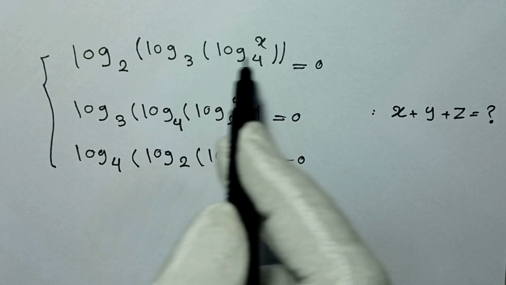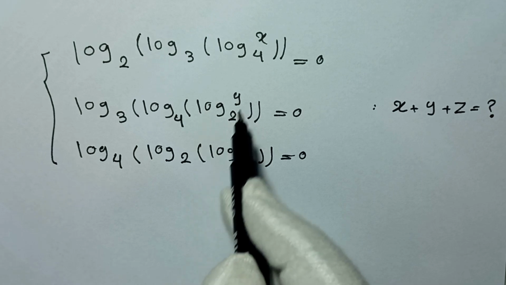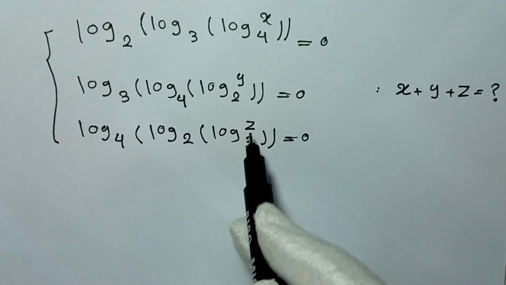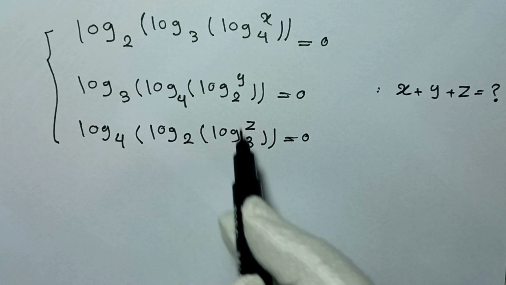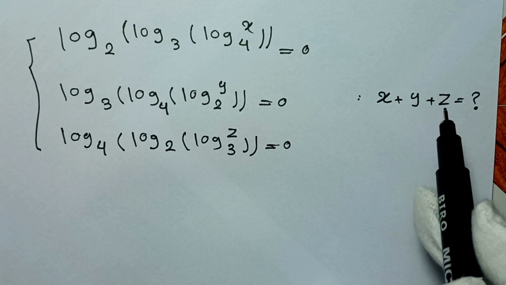Welcome to solve this huge math problem: log base 2 of log base 3 of log base 4 of x equals 0. Also, log base 3 of log base 4 of log base 2 of y equals 0, and log base 4 of log base 2 of log base 3 of z equals 0. Find the value of x plus y plus z.